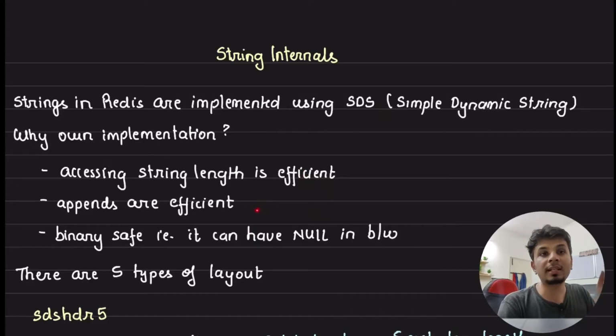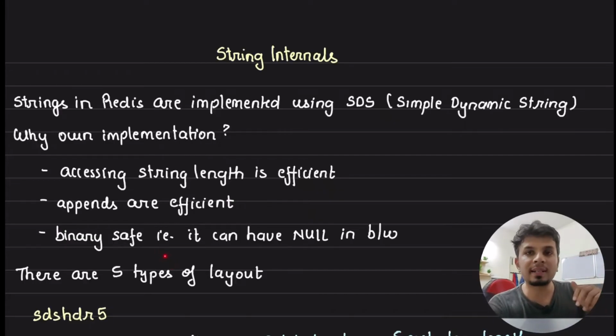Then appends are efficient. When we write our own implementation, we can do it because we can allocate a larger chunk of memory and then append. That would be much more efficient versus doing something else. Third, our implementation would be binary safe.